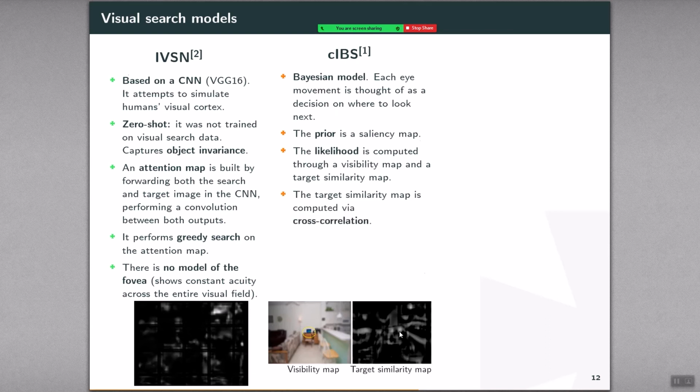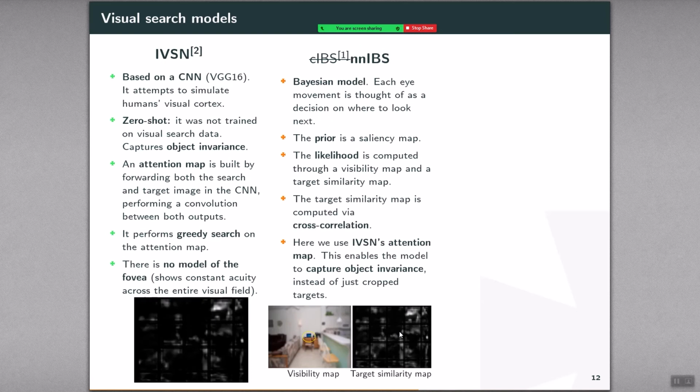And this was computed through cross-correlation, but here we're going to use AVSN's attention map as the target similarity map. So now the model is able to capture object invariance instead of just cropped targets. This means that it can look for any cup in the image instead of a specific cup. This model is called Neural Network IVS or NIVS.